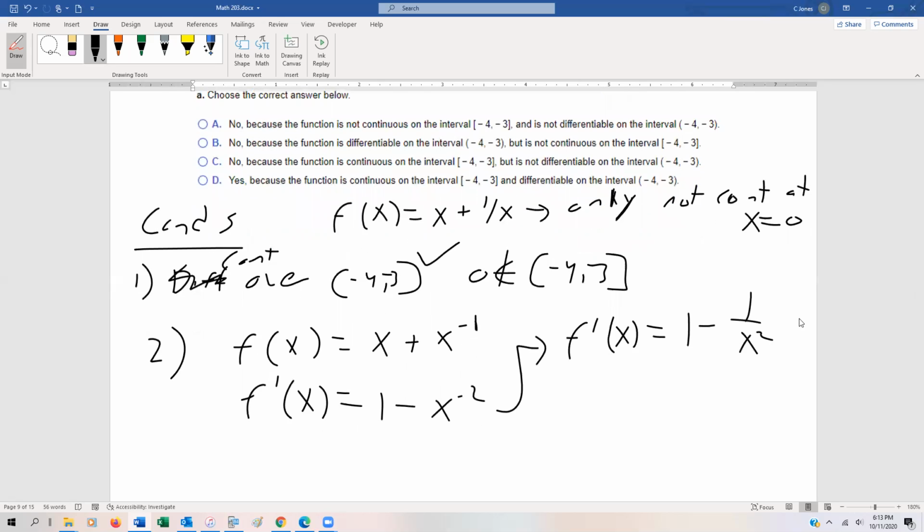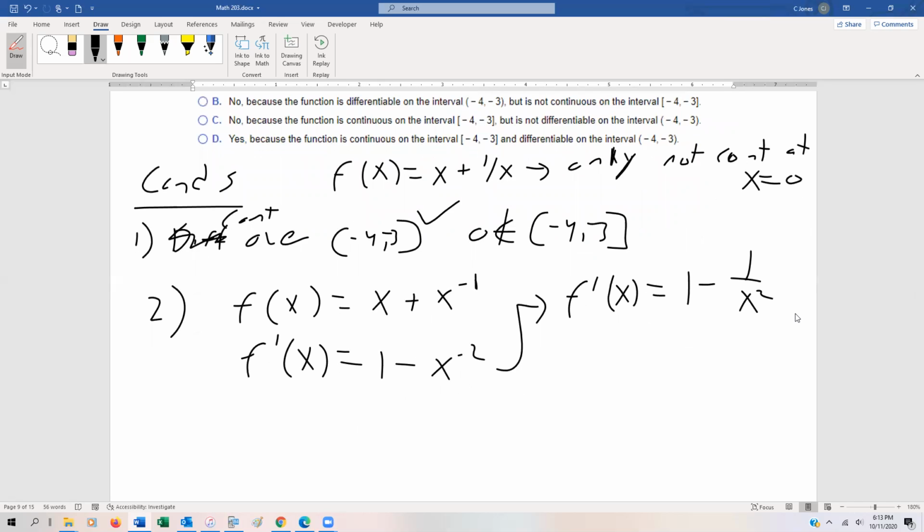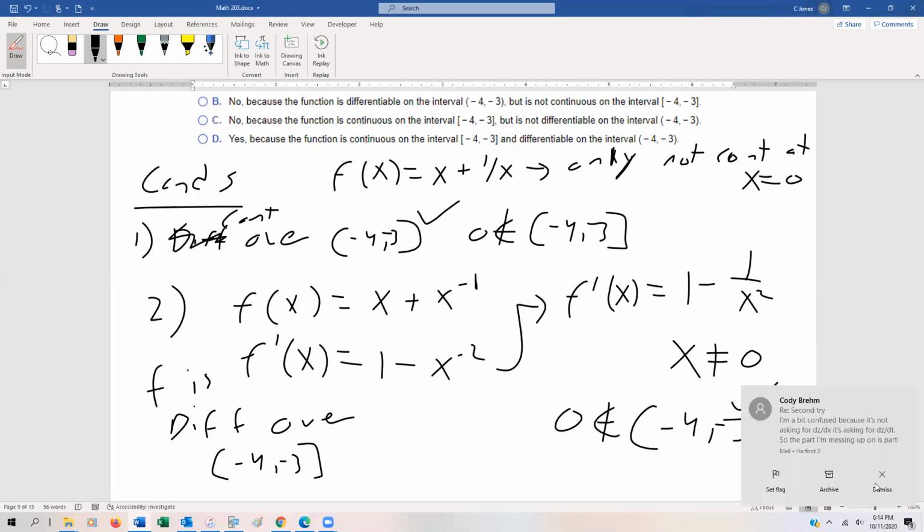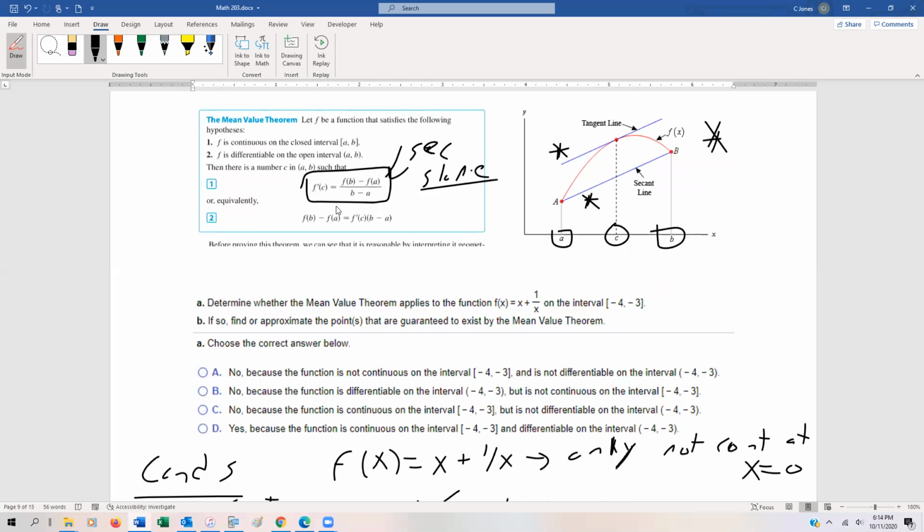And what's the only number where that's not differentiable? Or in other words, where is the derivative not continuous? Well, we know that x cannot be equal to 0, and clearly, 0 is not an element of -4 to -3. So once again, it is differentiable. So we can say f is differentiable over -4 to -3. You have to make sure, first of all, that the conditions are satisfied. Those are good, and now we can go ahead and use the mean value theorem.